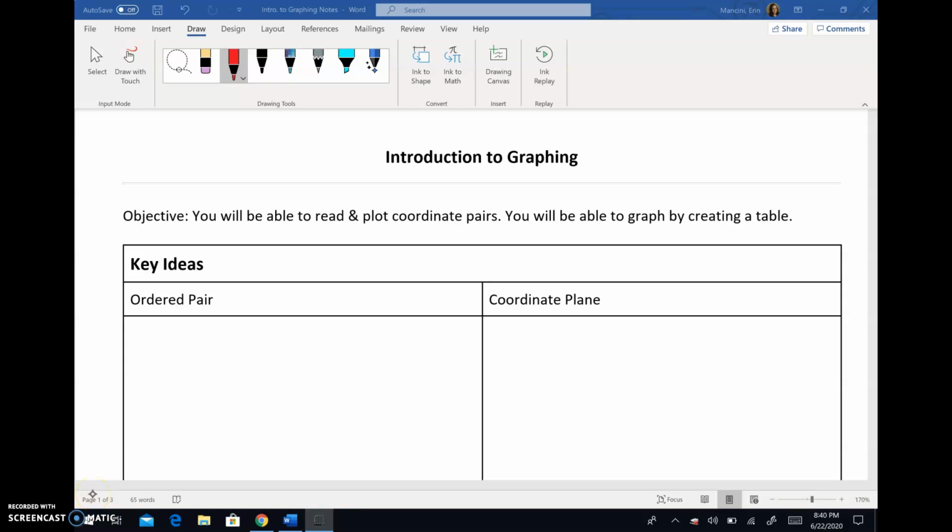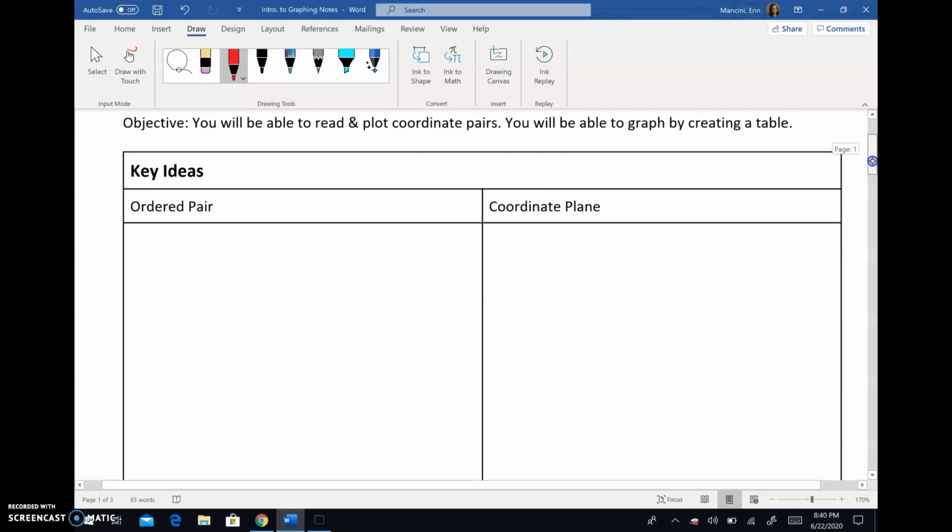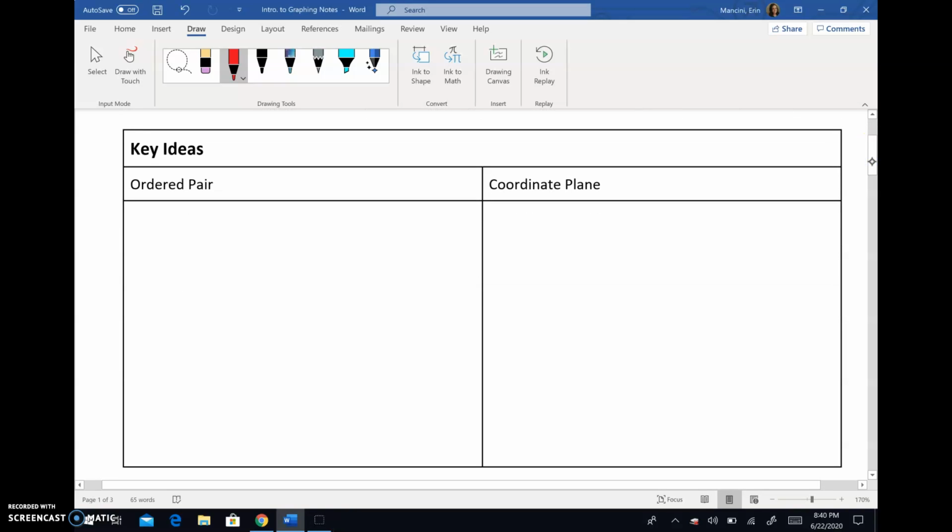Hi everyone. In this video we're going to do an introduction to some graphing ideas. By the end of this you should be able to read and plot some coordinate pairs and graph any equation by making a table. So first let's start off with some of the key ideas, like what is an ordered pair?